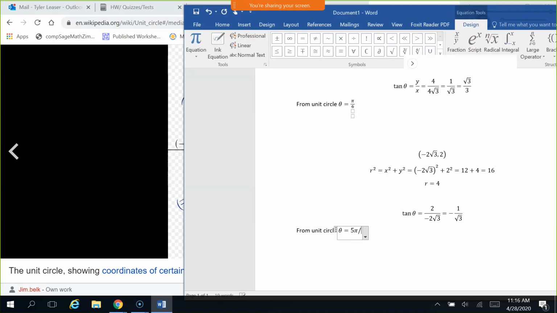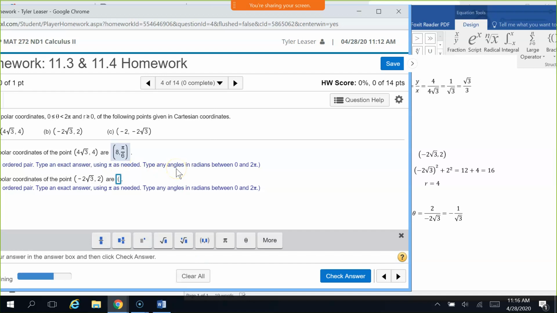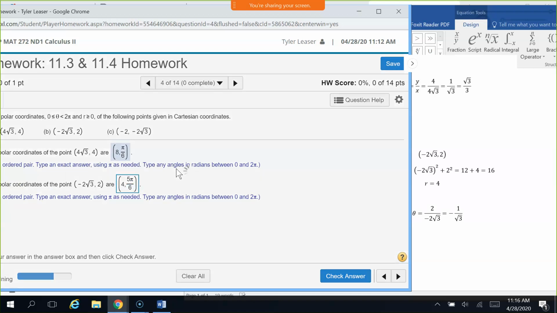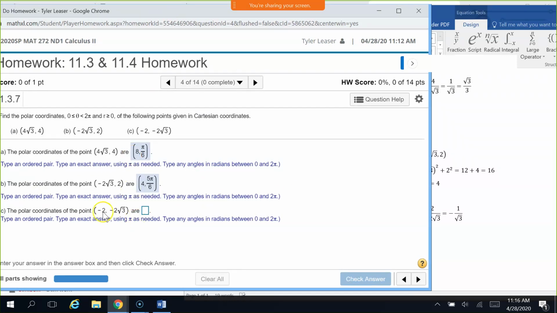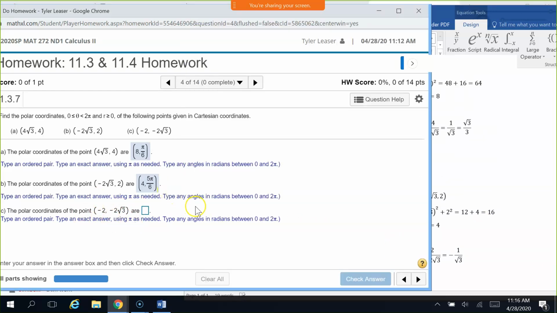It's 5 pi over 6. All right, and then, yeah, just going back to the homework question. So my R value was 4, my theta 5 pi over 6. Okay, cool. Yeah, and then the last one's the same thing. I think I understand. If you don't want to, we don't have to do the last part. Okay, yeah, so it's just the same steps to get that one.